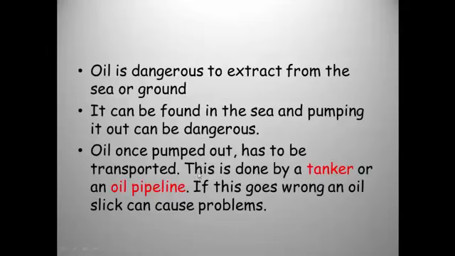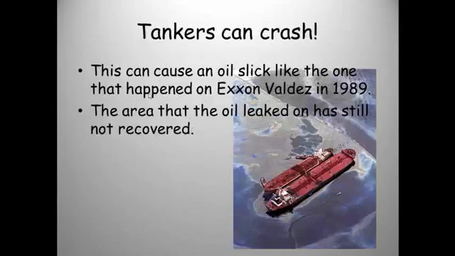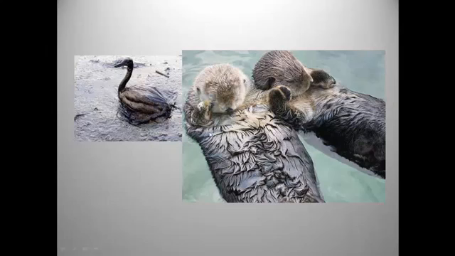And we can transport the oil from where it's been taken out at sea by a tanker, or we can use an oil pipeline. But if this goes wrong, you can get an oil slick. There was a very famous oil slick in 1989 called the Exxon Valdez. All the oil leaked onto the sea and onto the shore, and obviously had detrimental effects on all the wildlife.